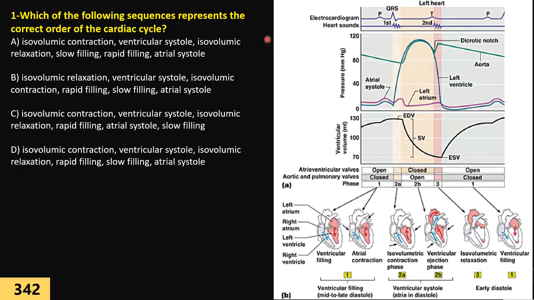Then we have slow filling, or diastasis, and finally we have active filling during atrial contraction, or atrial systole. So based on this, the sequence isovolumetric contraction time, ventricular systole, isovolumetric relaxation, rapid filling, then atrial systole is wrong, because atrial systole is at the end. So the answer will be D: isovolumetric contraction, ventricular systole, isovolumetric relaxation, rapid filling, slow filling, and atrial systole.